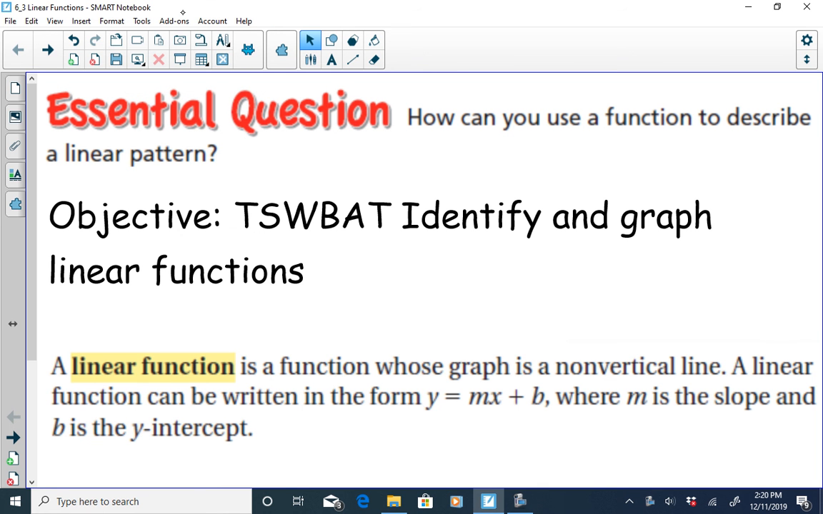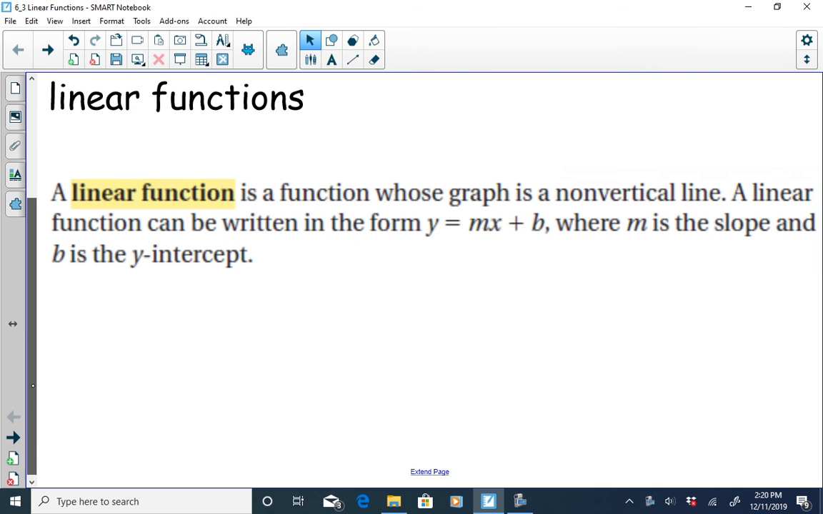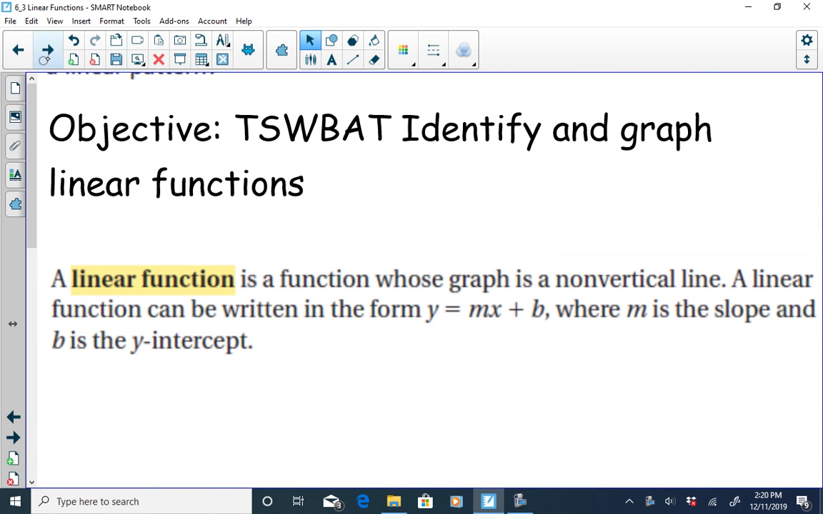Our lesson today, we want to be able to identify and graph linear functions. A linear function is a function whose graph is a non-vertical line. A linear function can be written in the form y equals mx plus b, where m is the slope and b is the y-intercept. All of this stuff you guys should be familiar with already.